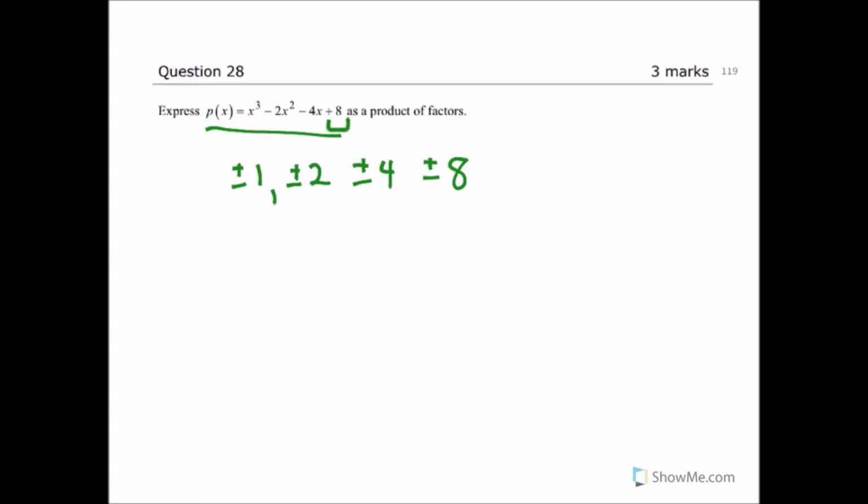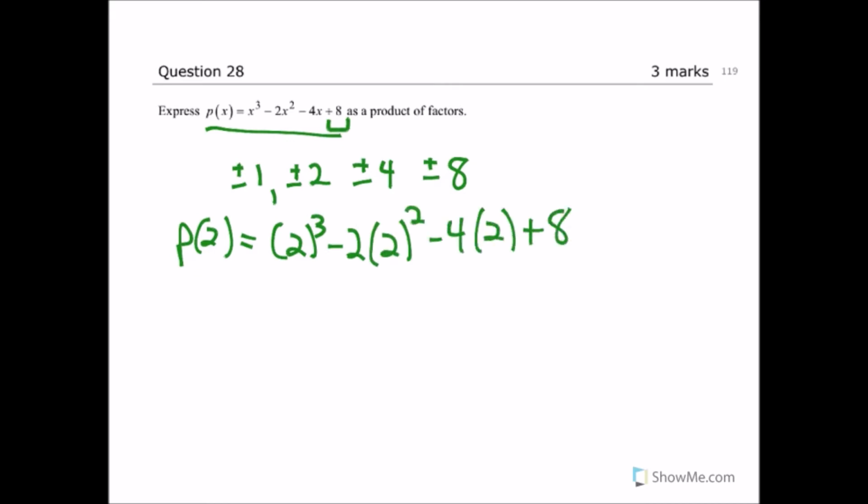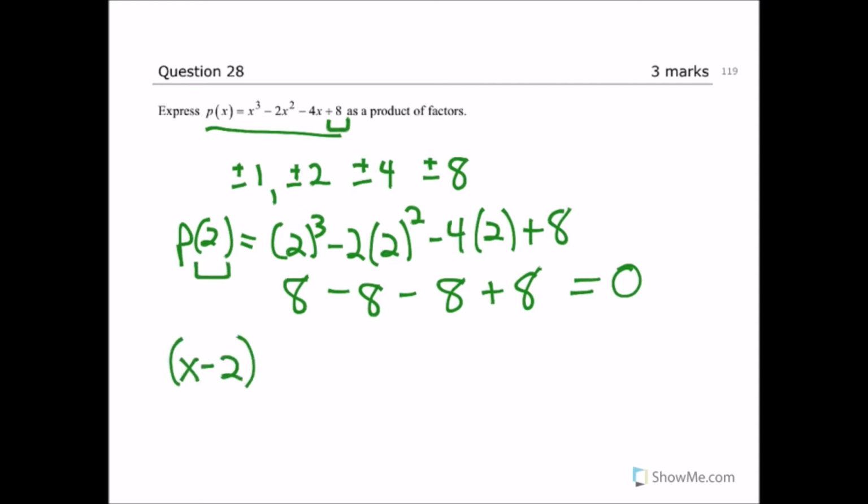1 will not work. -1 will also not work. I'm going to try 2. So P of 2 equals 2 cubed minus 2 times 2 squared minus 4 times 2 plus 8. That gives me 8 minus 8 minus 8 plus 8, and that equals 0. Since 2 gave 0, that means x minus 2 must be a factor. To get the rest of it, I'm going to use long division.